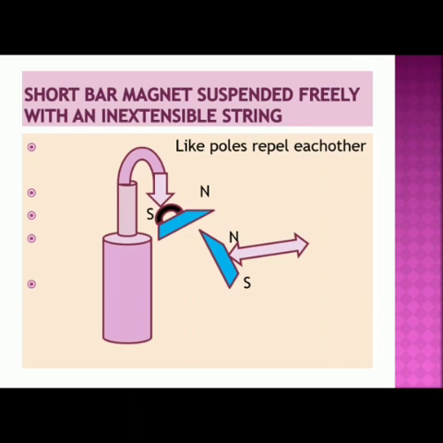Let me explain the first diagram over here. This diagram is showing you a short bar magnet suspended freely with an inextensible string. What you could see here are the two poles of the magnet, that is a south pole and a north pole. The other magnet, which is aligned perpendicular to it, is again showing two poles, that is a north pole and a south pole. The statement which I have written over there, students, shows us the repulsion, that these magnets are not attracted but are moving apart from each other, and that is why we have written it as like poles repel each other.